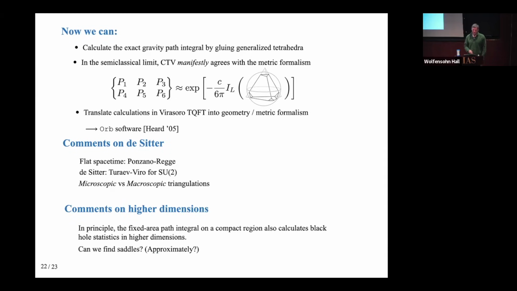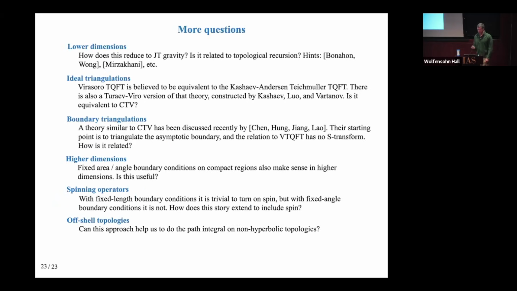In principle, the fixed area path integral that I described on a compact region also calculates black hole statistics in higher dimensions. But I'll just leave it at that and say that if we can find the saddles, then that would be a great way to understand those statistics. There's some hints in the bootstrap literature for what those statistics might look like, but it seems very hard to do exactly. We may have to take some approximations or study various limits to be able to do that in higher dimensions. There are many other questions that are open, but let me not go through them, and I'll just end here. Thank you.